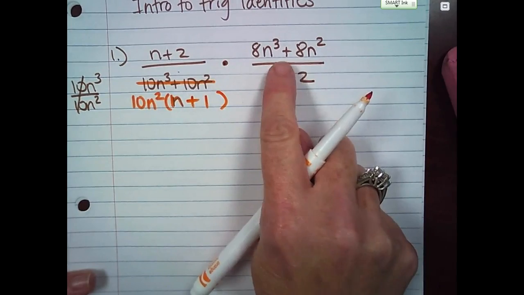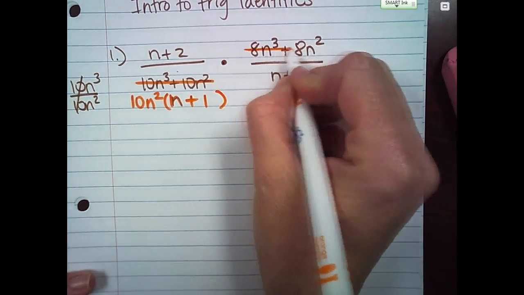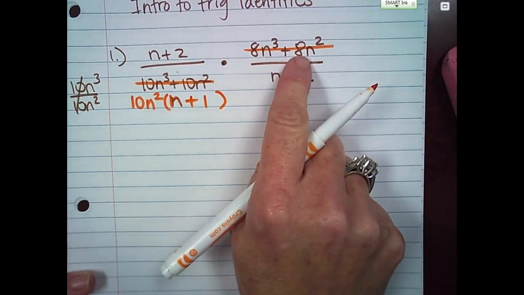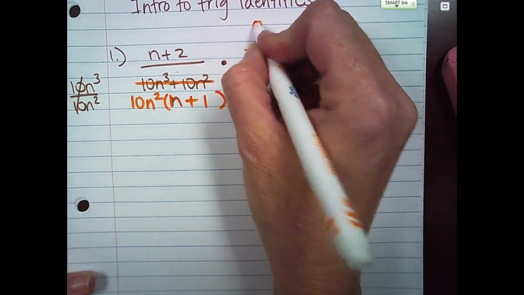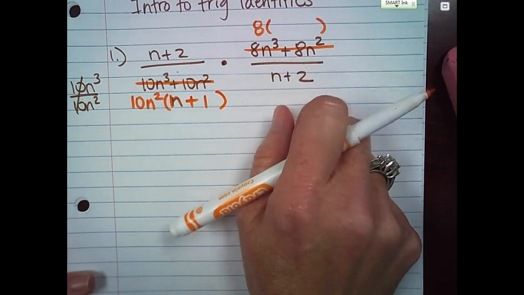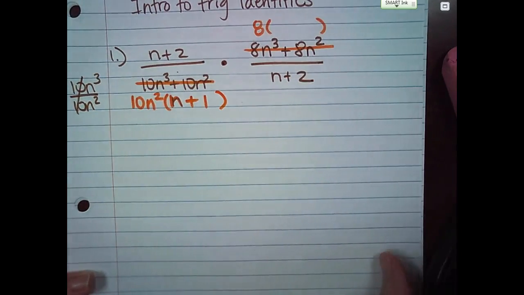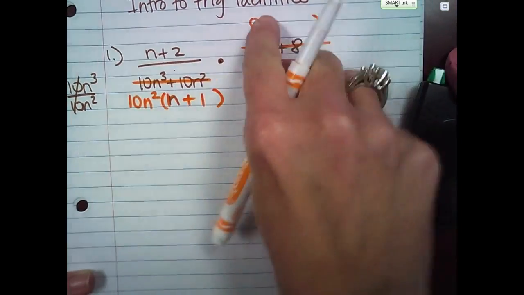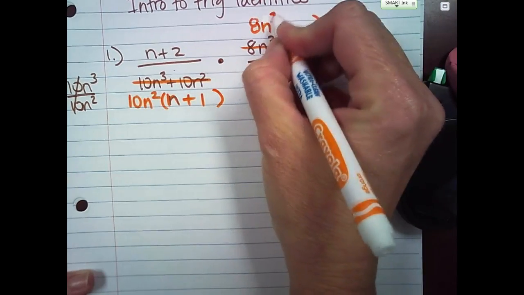Let's try this one. You draw a real nice, clean line through it and factor it. What can I take out? I've got an 8 and an 8, so I can take out an 8. Can I take out anything else? An n cubed and an n squared. What's the biggest power of n I can take out of both? N squared, which I should have written first. Sorry. So I can take out an n squared also.